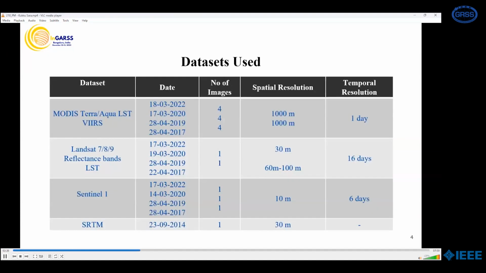The datasets used for the study are MODIS LST images, that is the 4 images acquired per day from the Terra and Aqua satellites. Whenever the MODIS data was not available, VIIRS data was used. We are going to downscale the MODIS LST at 980 meter spatial resolution to 70 meter. For the downscaling process, several auxiliary variables were also used. That is Sentinel-1 VV polarization, then topographical data from SRTM DEM, and several indices from the reflectance bands of Landsat 7, 8, 9, etc.